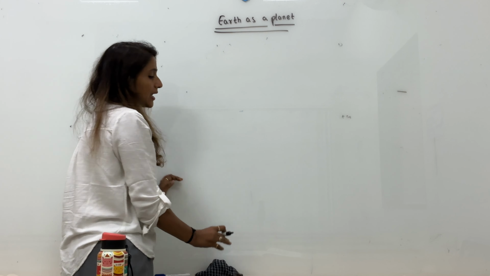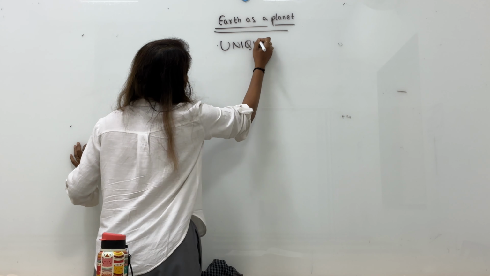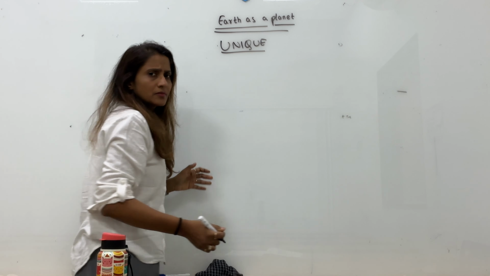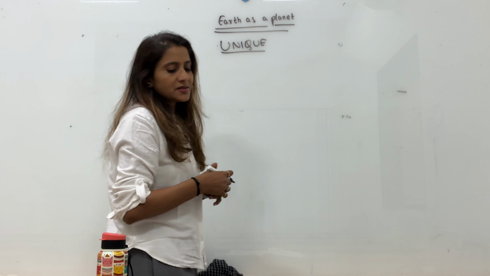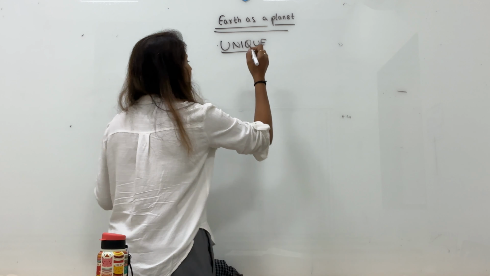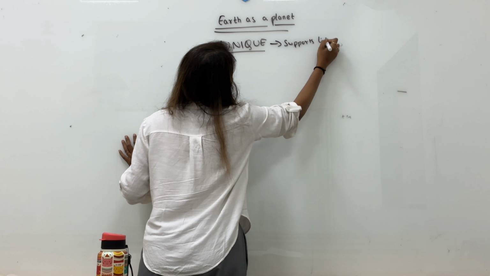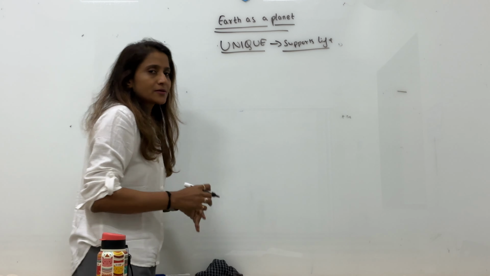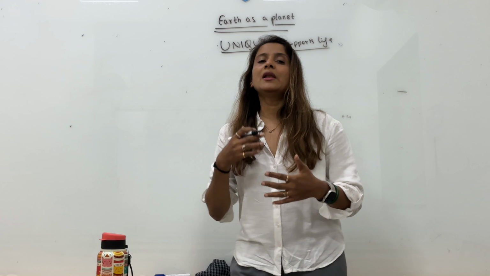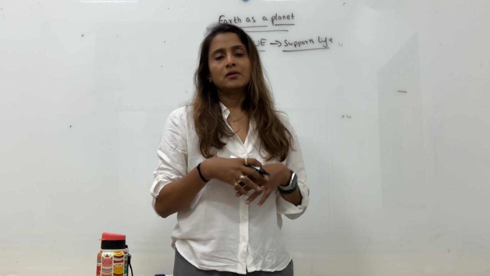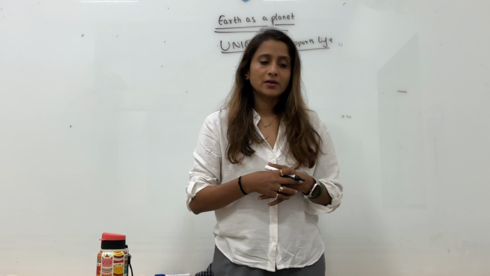Now let's talk about the last part of the chapter, why our Earth is a unique planet. What makes our Earth unique? Simple. Earth is the only planet that supports life. Earth is the only planet where life exists. No wonder it is a unique planet. Now my question is, why does life exist only on Earth? What supports life on Earth?